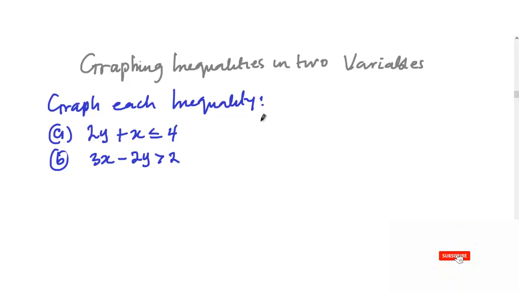So in this video, we want to look at how to graph inequalities in two variables. This is one of the SAT mathematics questions. Now, the first thing we need to understand is that inequalities can be in this form: less than or greater than, then less than or equal to or greater than or equal to. This is known as strong inequality, and this is weak inequality.